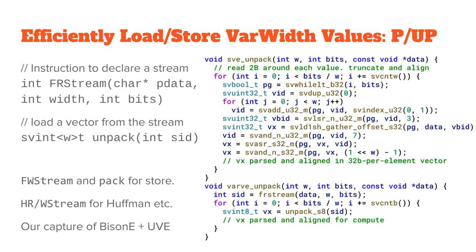The right example shows the expressiveness of VarVE's PUP. Vanilla SVE, without the support of bit-level manipulation, needs a complex sequence of overreading, truncating, and aligning to unpack a bit-packed stream into a vector register to be further processed. But with direct unpacking support in VarVE's PUP, it is only two steps, as we just discussed. First, describe the stream, and then unpack from it.